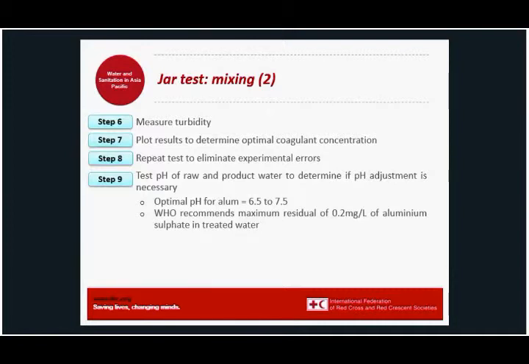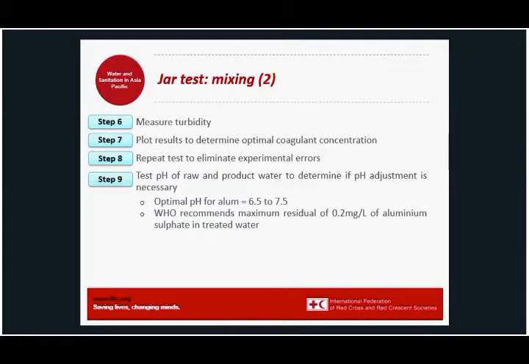An example would be when a big rain comes through. It might increase the amount of sediment that has come into the surface water because of the runoff from the land. Therefore, we may need to increase the amount of alum that we're using because of the increased amount of sediment in our water source.